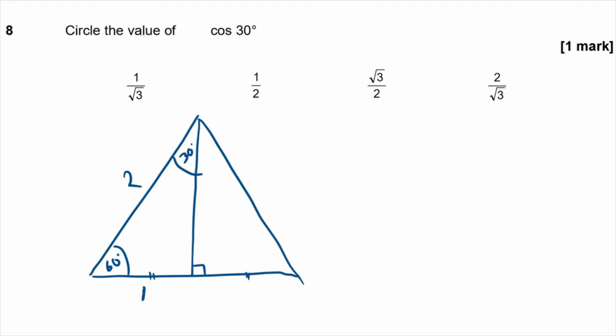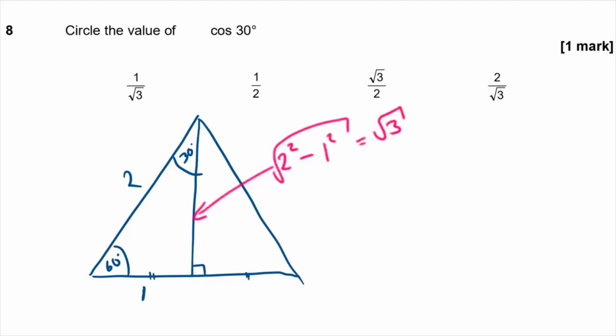And finally, I need to know the length of this side here. Using Pythagoras' theorem, this side of a right angle triangle must be the hypotenuse squared minus the shorter side squared, all square rooted. So that is equal to 2 squared, which is 4, take away 1 squared. So basically it's root 3.